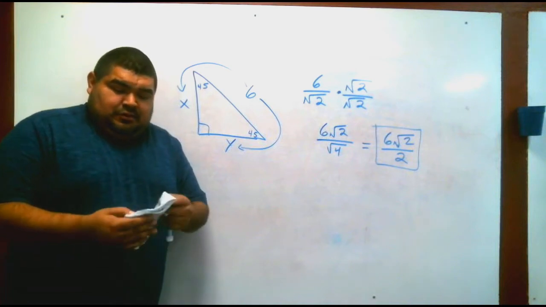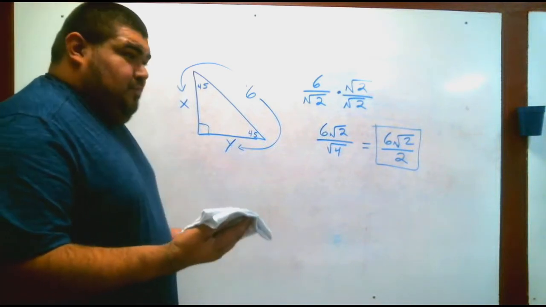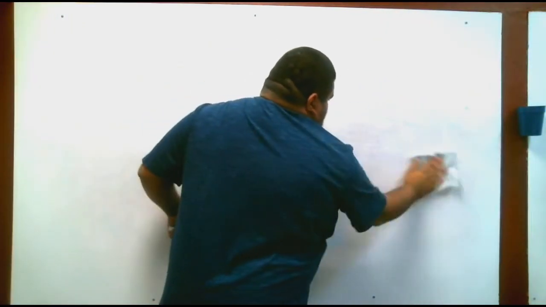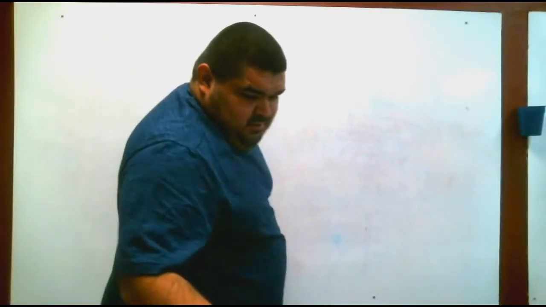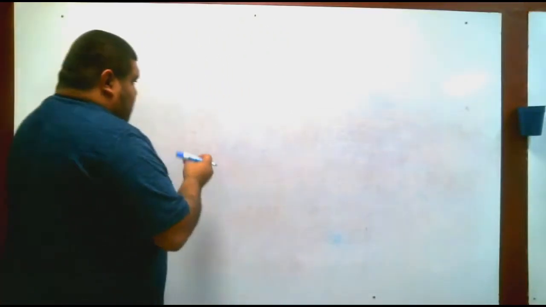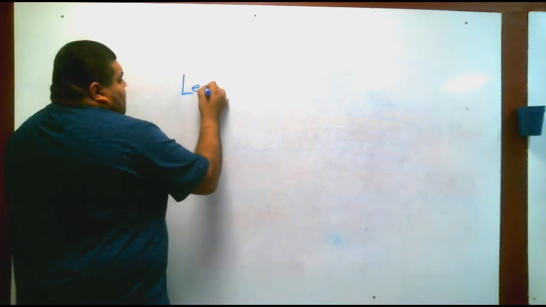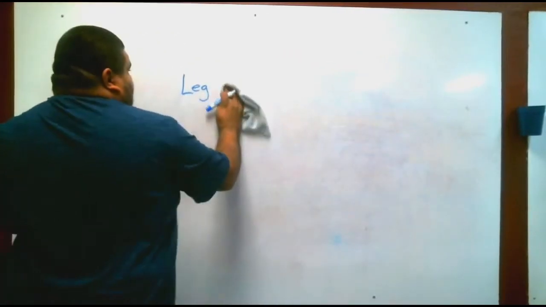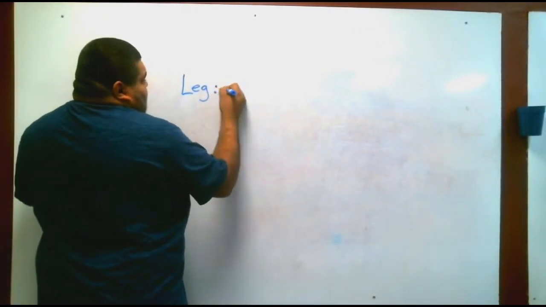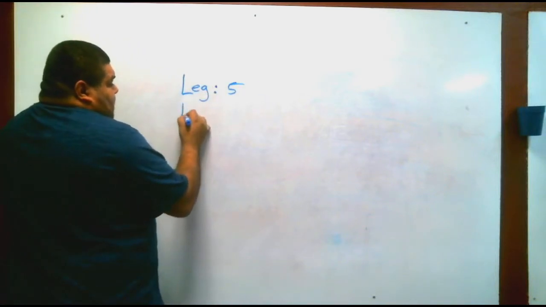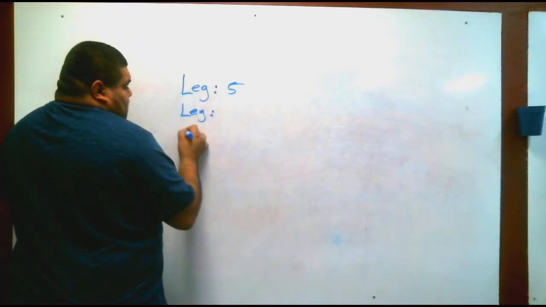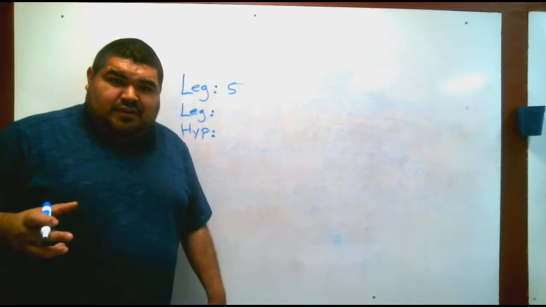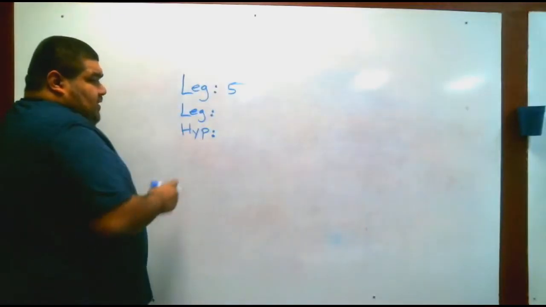All right, guys. So here are your examples, or your assignment for today. On your first one, your leg is 3. Or should I say, well, we already did 3. Let's say 5. Your leg is 5. Solve for the other leg and solve for the hypotenuse. Obviously, we're doing 45-45-90 triangles. So there's your first one.